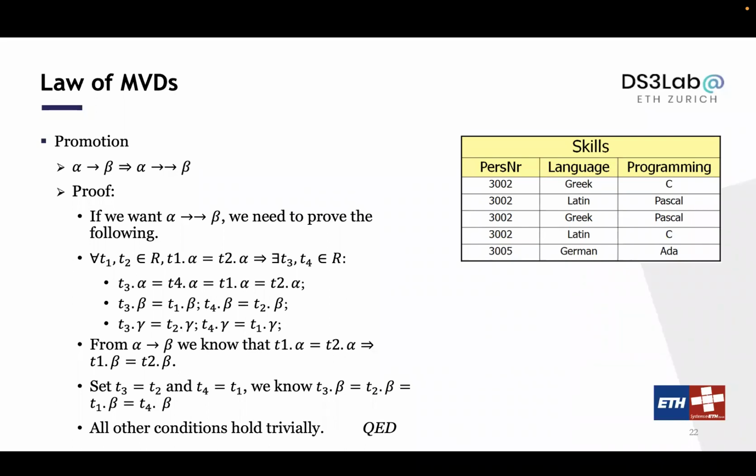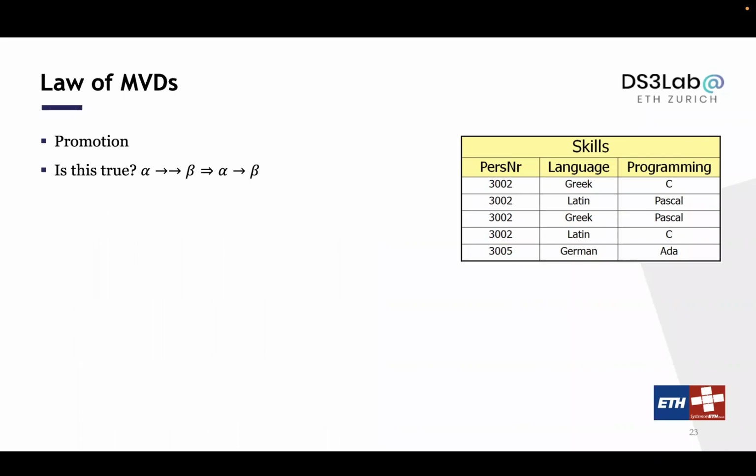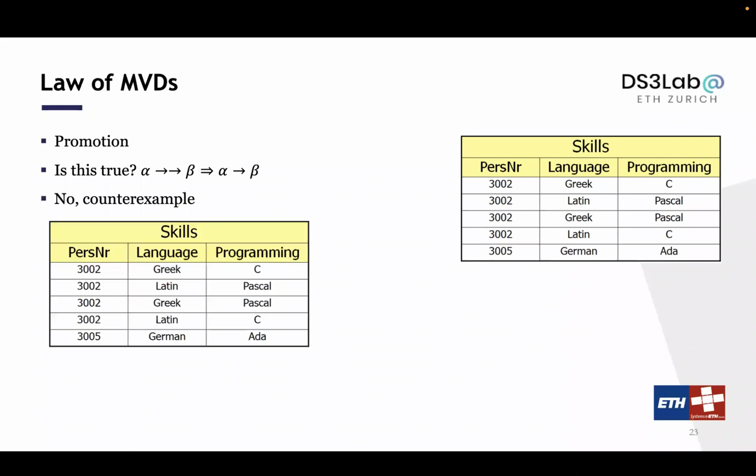Okay. So is the other way around correct? That is, if you have a multivalued dependency from alpha to beta, can we say there's a functional dependency from alpha to beta? First of all, it's easy to guess, probably no, right? Otherwise, they'd be equivalent. But let's also try to reason about it in a more precise way. Essentially, the answer is no. And this is the concrete example.